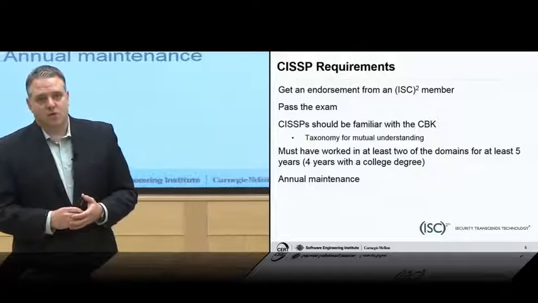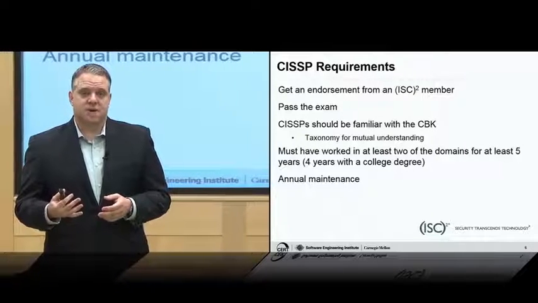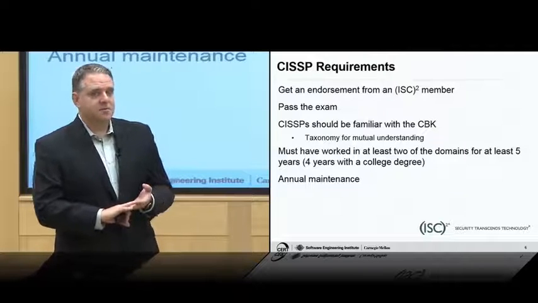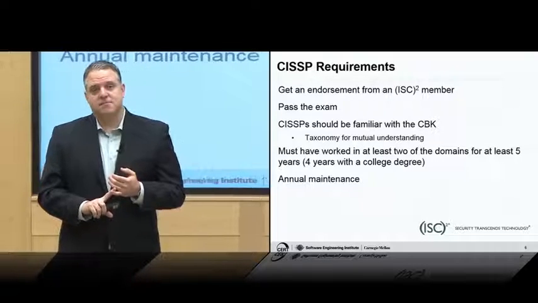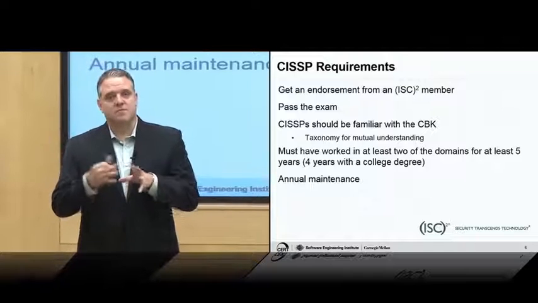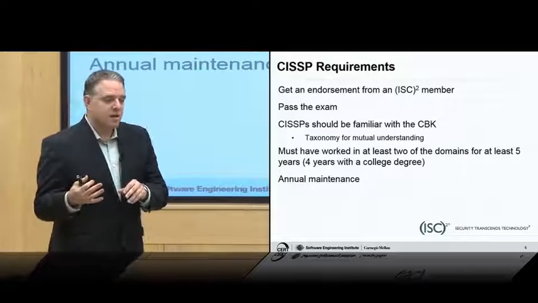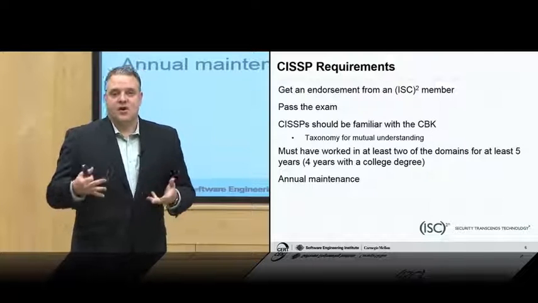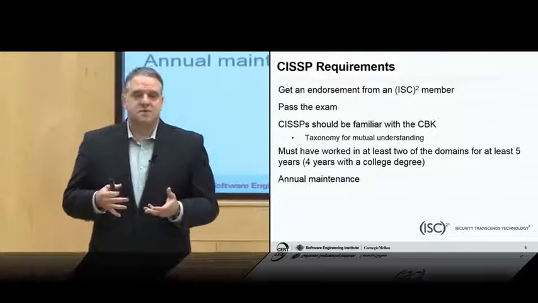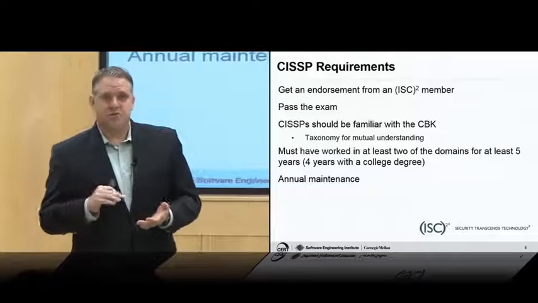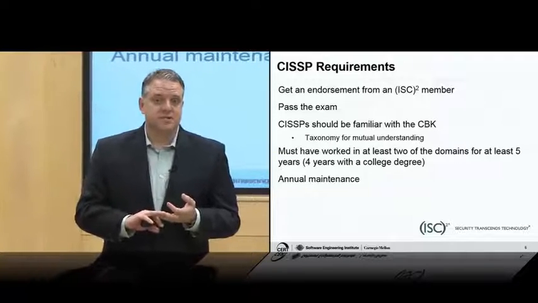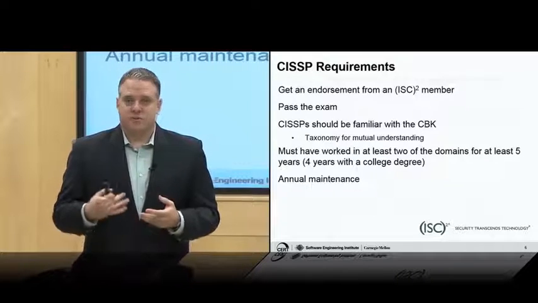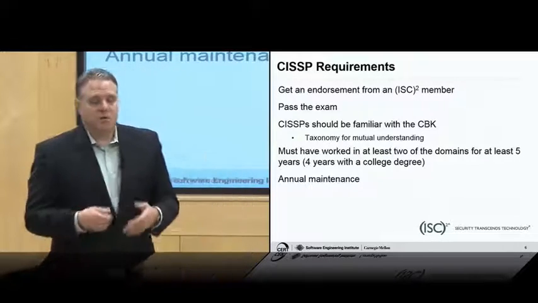The requirements for obtaining your CISSP certification: you have to be endorsed by an existing CISSP member. You have to pass the exam, and you should be familiar with all of the material within the CBK, those 8 domains that we just talked about. You also have to have some level of work experience. Out of the 8 domains, you've got to have several years of experience in at least 2 of them. And then, of course, as with any certification, you have to pay the annual maintenance fees in order to maintain your cert.